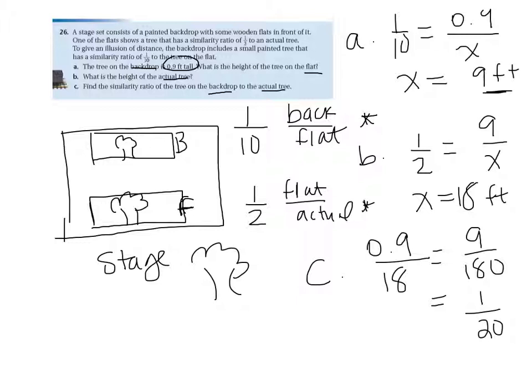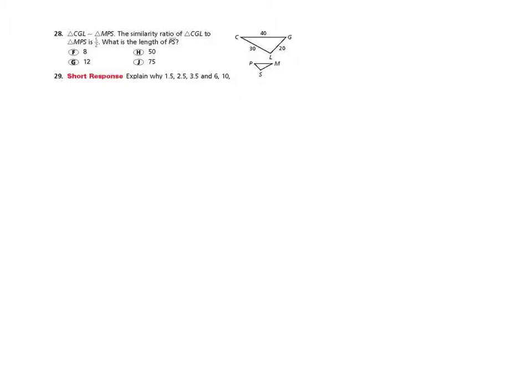So you could set up proportions, or you could just determine sometimes I multiply by 10, sometimes I multiply by 2. Okay, one more target, and that was number 28. I'm just going to cross 29 out here. If I've got triangle CGL similar to MPS, the similarity ratio of CGL to MPS is 5 halves. What's the length of PS?